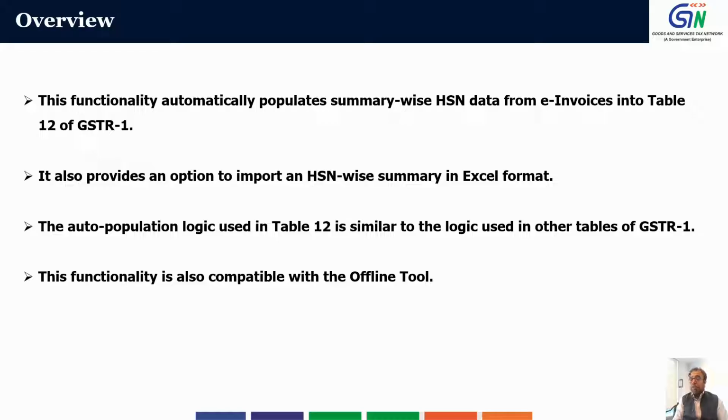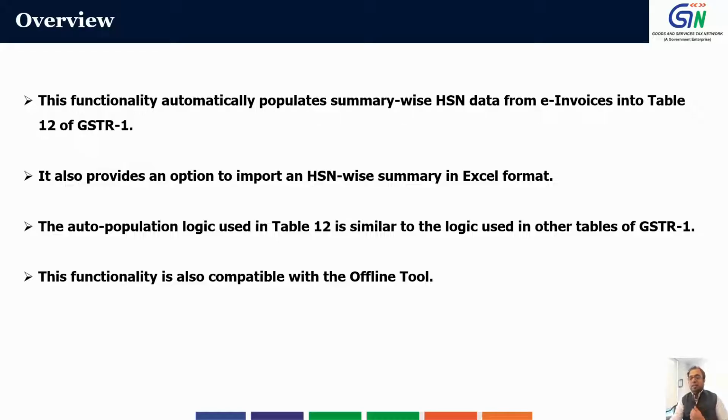And we have also ensured that you have an HSN-wise summary in an Excel format, which you can download for any other manual reconciliation if required. Another important thing to keep in mind is that the auto-population logic in Table 12 is similar to the logic used in other tables of GSTR-1, and that is, the auto-population happens for the current period only. Lastly, it needs to be kept in mind that this functionality is compatible with the offline tool, and you can download that Excel, and that Excel can be used to prepare the HSN-wise summary in the offline tool.